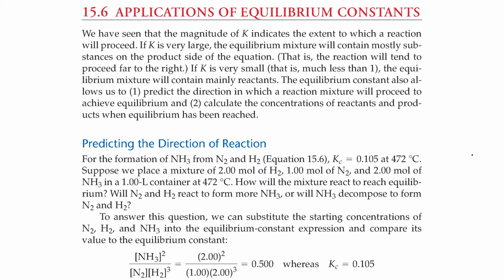For the formation of ammonia from nitrogen and hydrogen, equation 15.6, where the equilibrium constant is 0.105 at 472 Celsius, suppose that we place a mixture of 2 moles of hydrogen, 1 mole of nitrogen, and 2 moles of ammonia in a 1-liter container at 472 Celsius. How will the mixture react to reach equilibrium? Will nitrogen and hydrogen react to form more ammonia, or will ammonia decompose to form nitrogen and hydrogen?